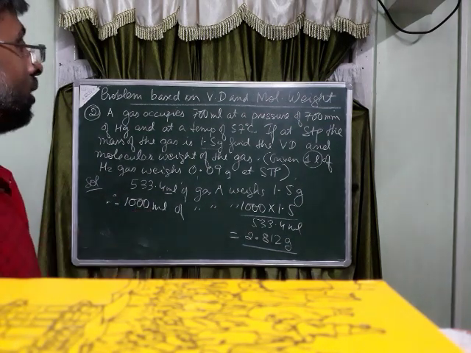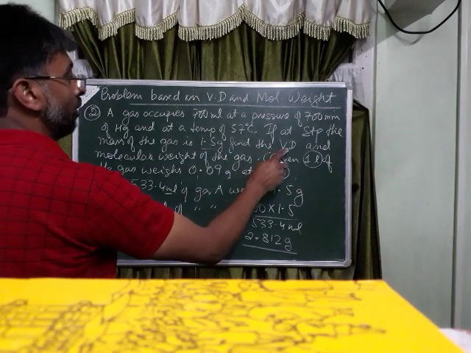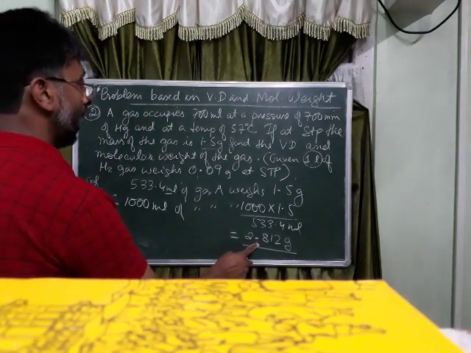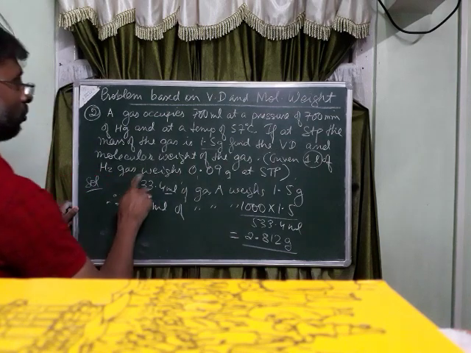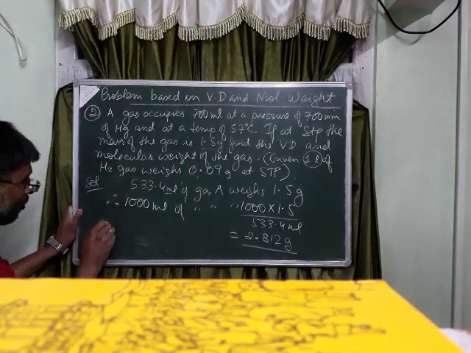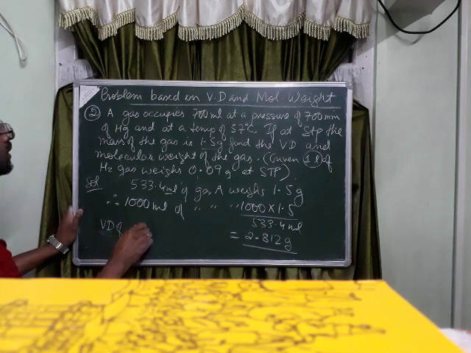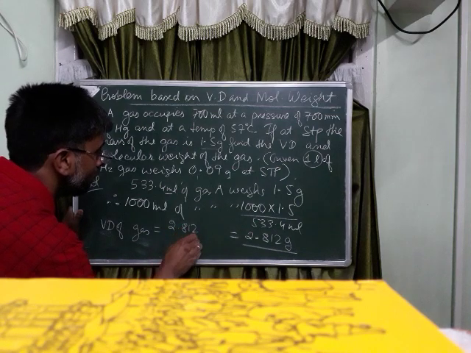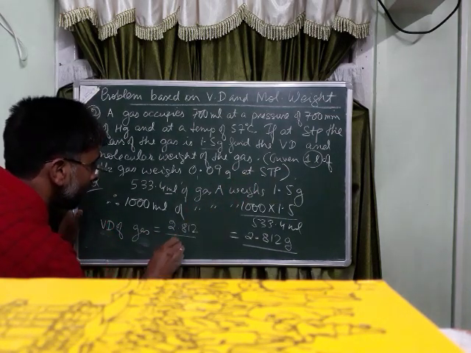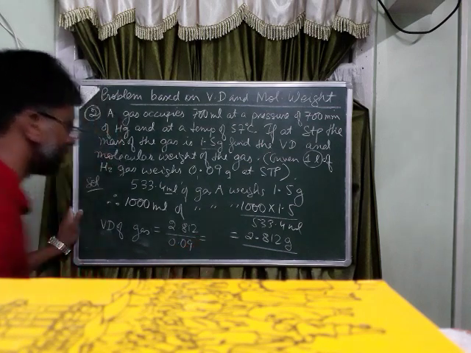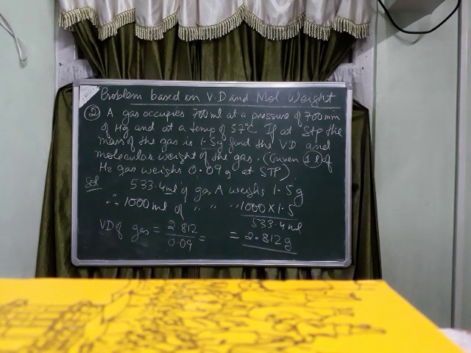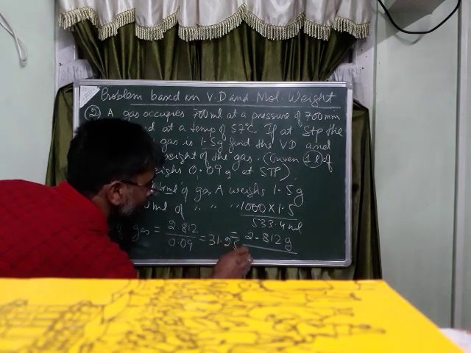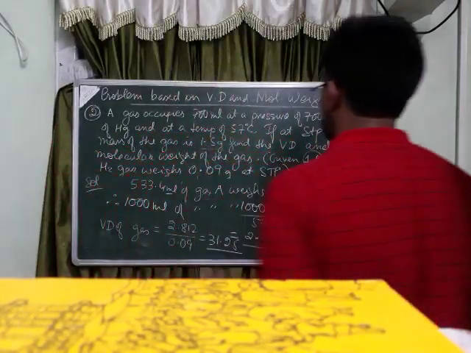Now it is possible for us to find out the vapor density, because 1000 ml of gas A weighs so much, and we know that 1000 ml of hydrogen weighs so much. So vapor density of the gas will be equal to 2.812 divided by 0.09. Upon simplification, it comes to 31.25. This is the vapor density of the gas which is asked in the question.